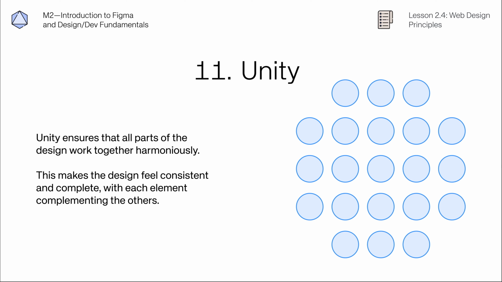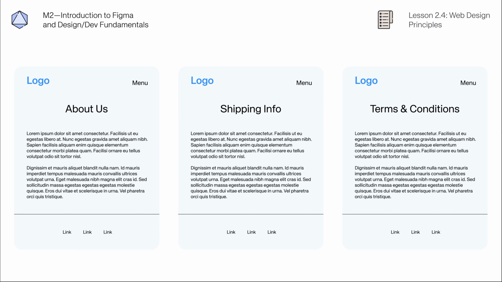Number 11 is unity. Unity ensures that all parts of the design work together harmoniously. This makes the design feel consistent and complete, with each element complementing each other. For example, a brand's website uses the same color scheme, fonts, and design elements across all its pages. This unity ensures that all parts of the site feel like they belong together, creating a harmonious and professional look.